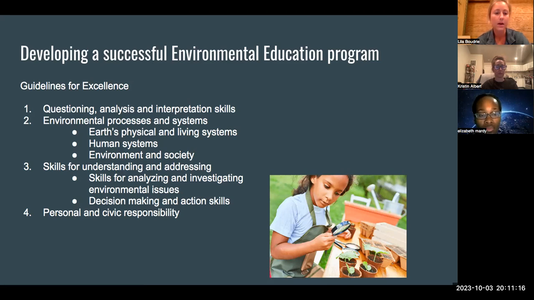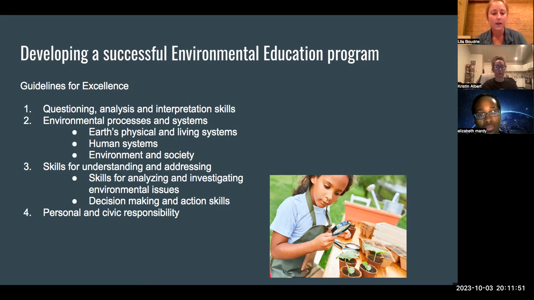Our third bullet point, skills for understanding and addressing. So this involves students who can further investigate an environmental issue, determine an action plan, research the issue from different perspectives, long-term implications for sustainability, and so on. And then this is split up into two different categories as well. So the first being the skills for analyzing and investigating environmental issues, and the second being decision-making and action skills.